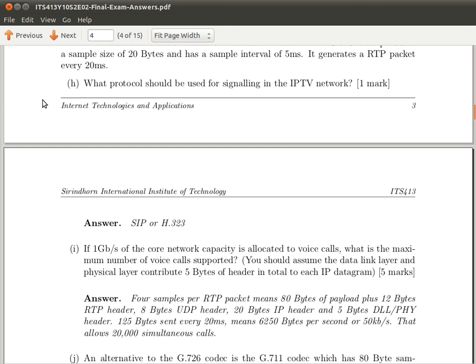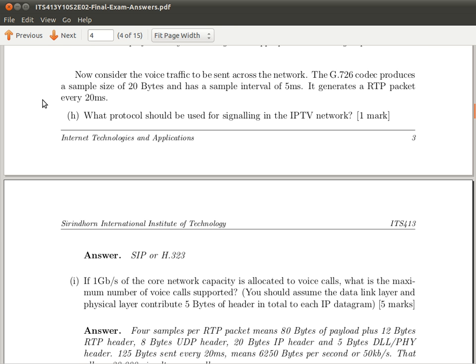Some other questions about IPTV. Here's a slightly different one. This one's about voice. The G726 codec produces a sample size of 20 bytes.